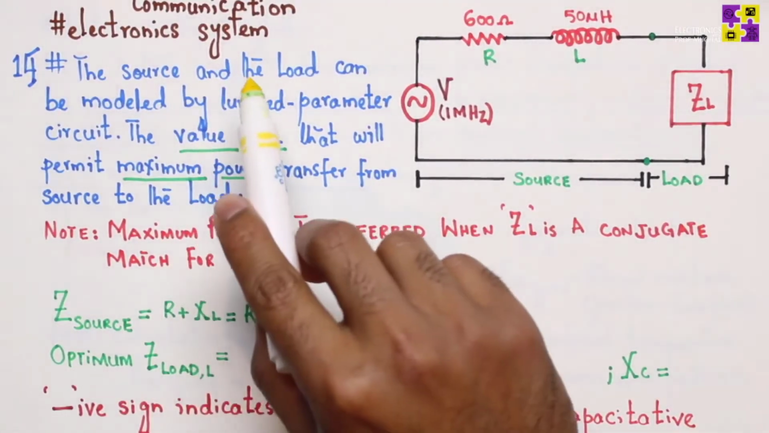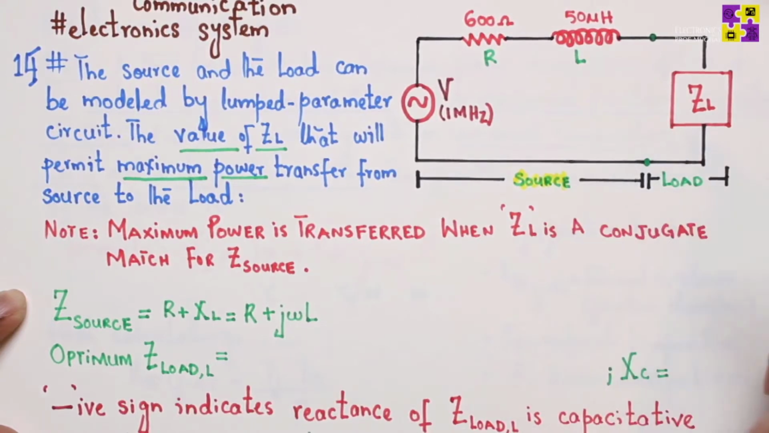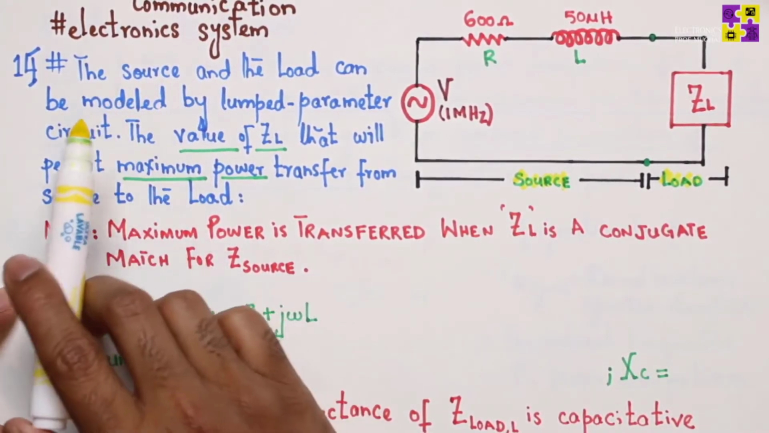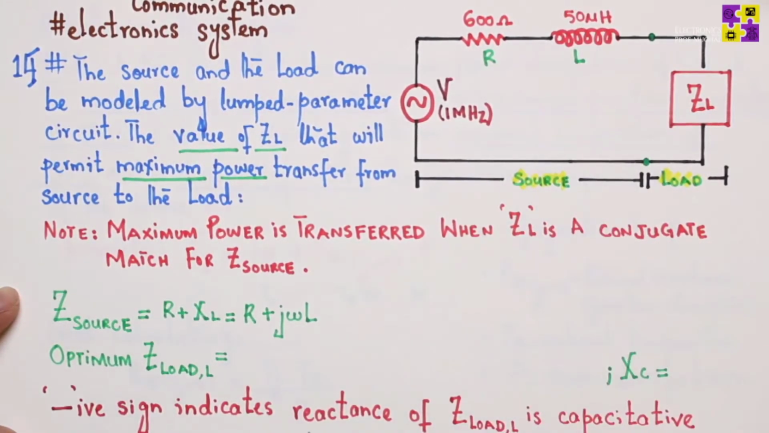The source and the load. Remember, in this circuit there are two components. This is the source right here, and this is the load right here, right? Those can be modeled by a lumped parameter circuit. So what we refer to it as is a lumped parameter circuit.